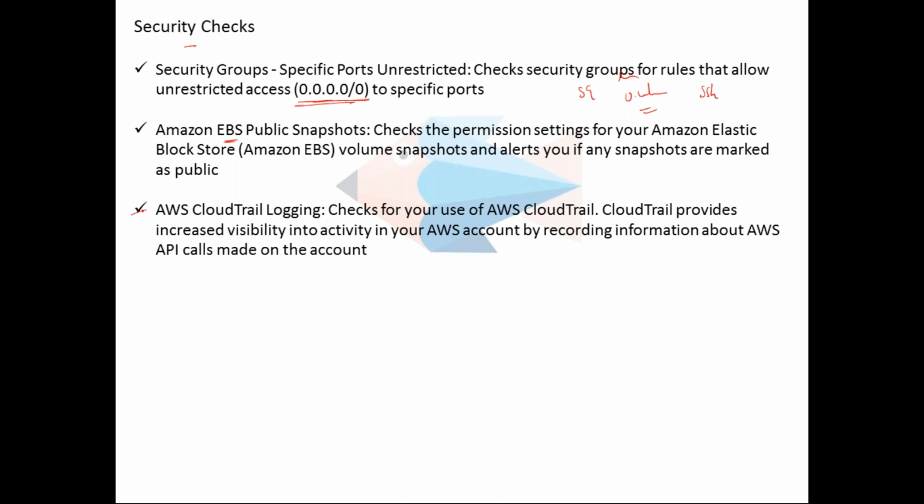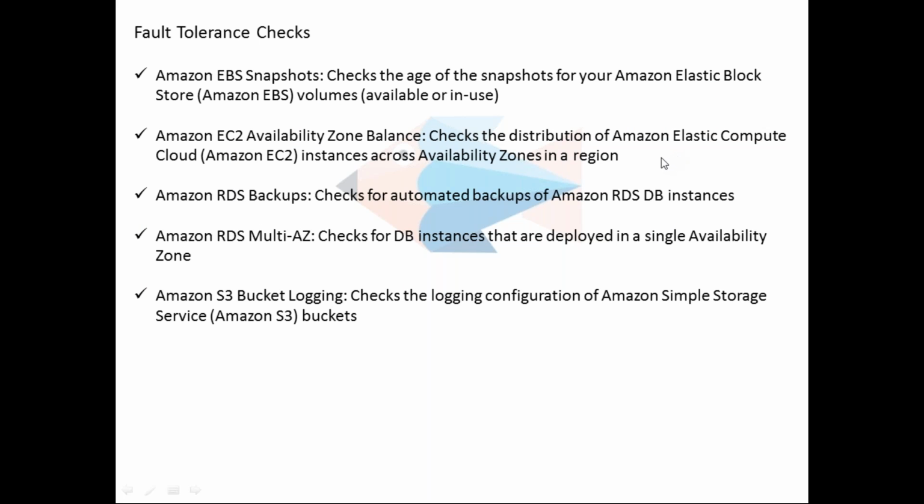And then CloudTrail logging. If you have not enabled the CloudTrail logging, yes, it will tell you, please do that, so that you can monitor the actions which are happening in your account. Okay, and then we have fault tolerance checks. So we have EBS snapshot under that, and check the age of the snapshot for your EBS volumes available or in use.